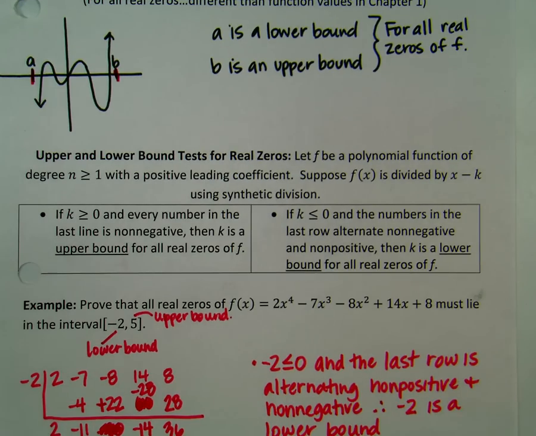The upper bound test for real zeros. If we let f be a polynomial function of degree n greater than or equal to 1 with a positive leading coefficient, suppose f of x is divided by x minus k. If k is greater than or equal to 0, then every number in the last line is non-negative, and k is an upper bound for all real zeros of x. If k is less than or equal to 0, and the numbers in the last row alternate non-negative and non-positive, k is the lower bound for all real zeros of x.